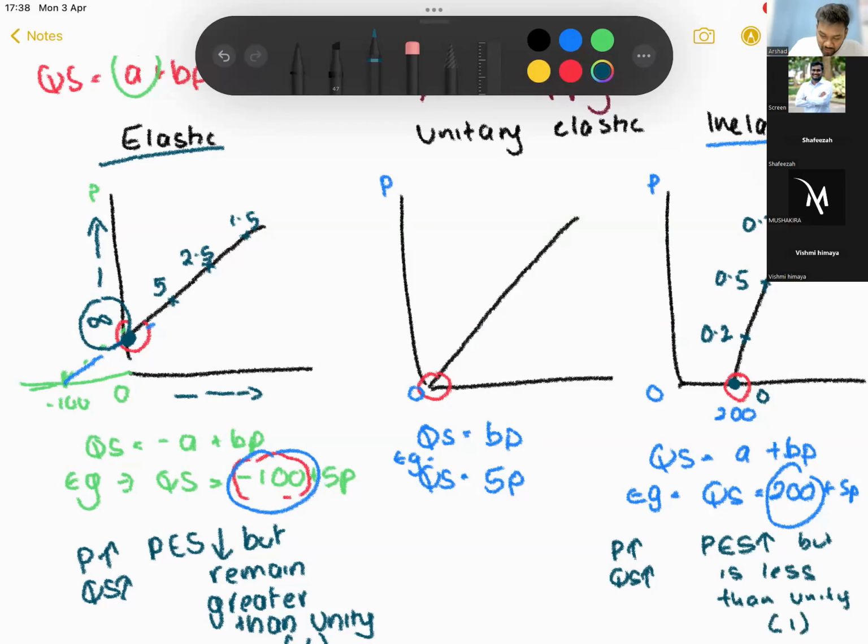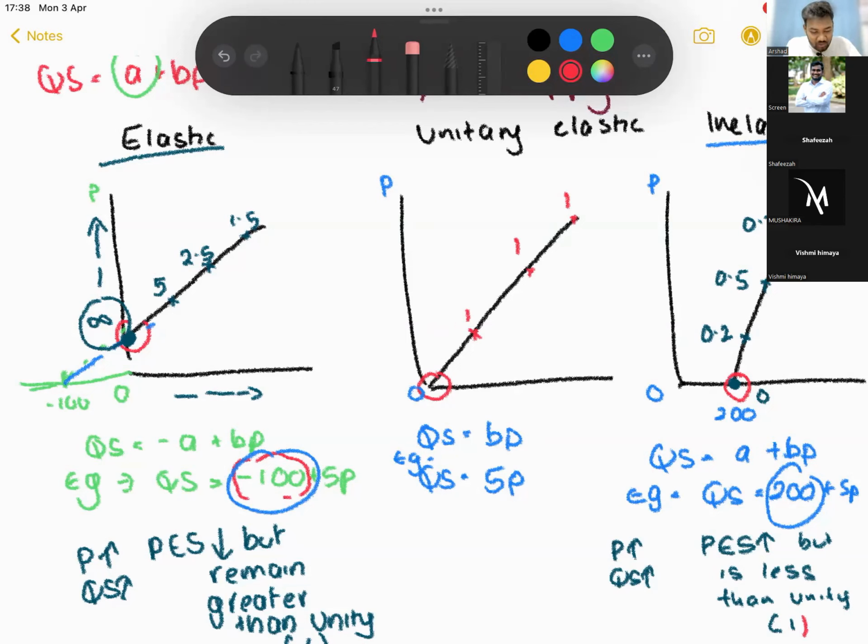And then for a unitary elastic curve, guys, at every single point it will be 1. So if you calculate at this point, it is 1, this point also it is 1, this point also it is 1. That's for unitary elastic. So what are the 3 things that we learned?